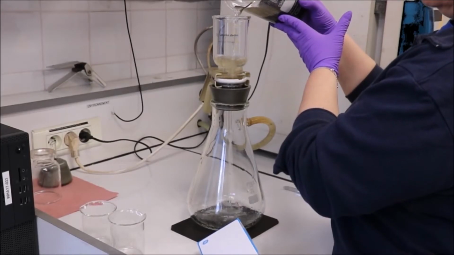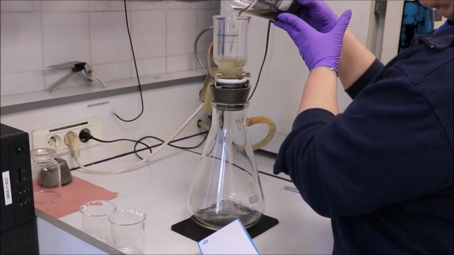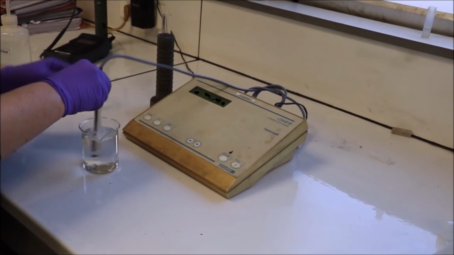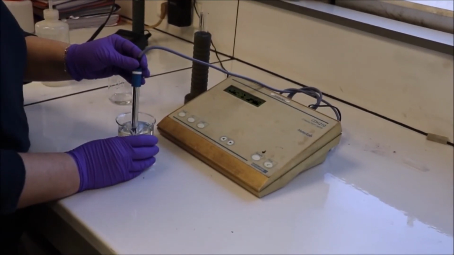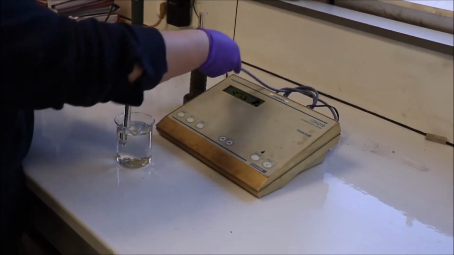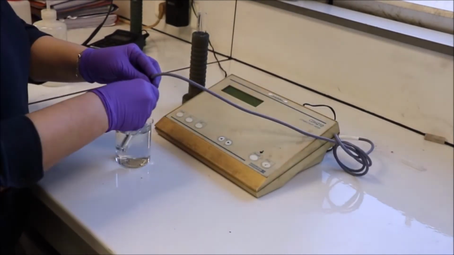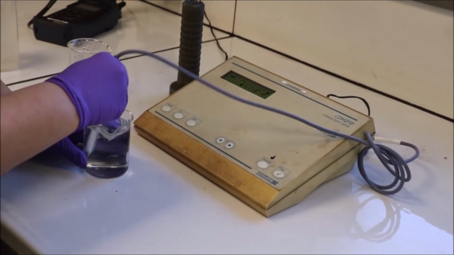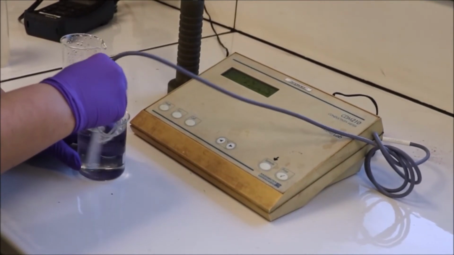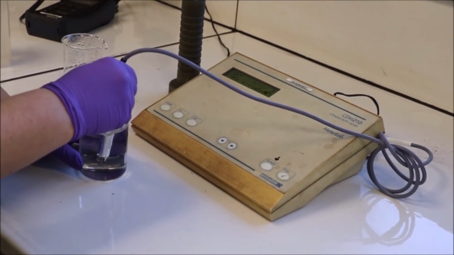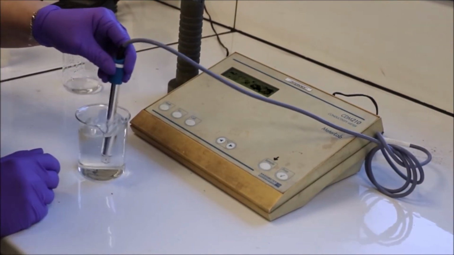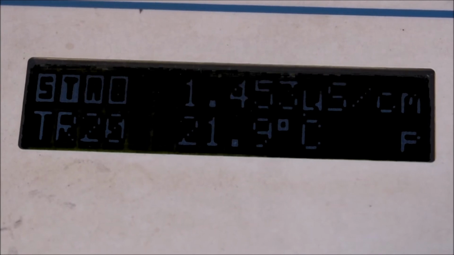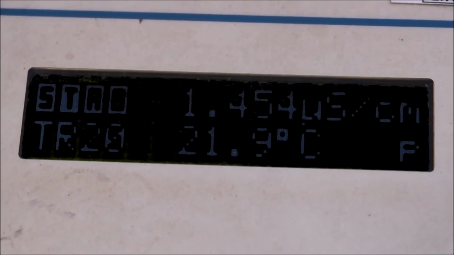Then the water is filtered in order to remove all the dust and the solid particles. Then the conductivity measurement is made with a probe to measure the capacity of the water to transmit electricity. So it's a proof of presence or not of free ions in the water. The measurement of conductivity is made in microsiemens per centimeter.